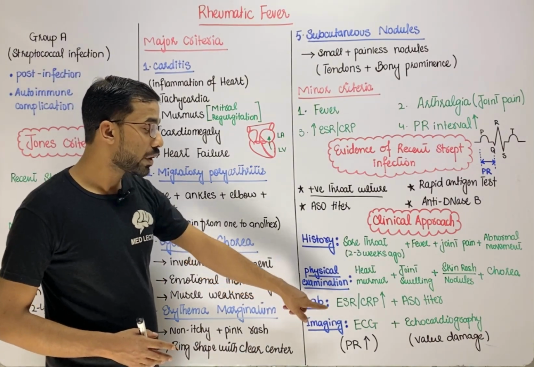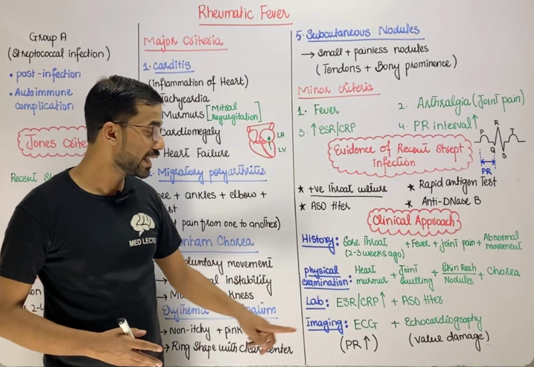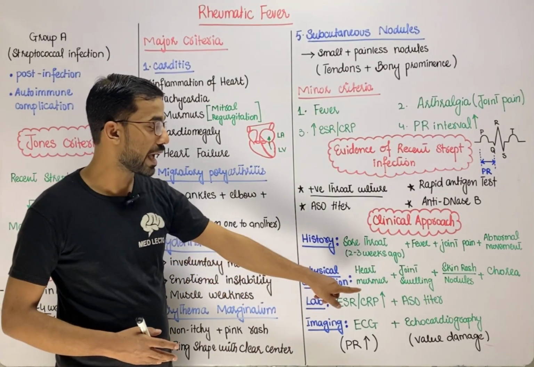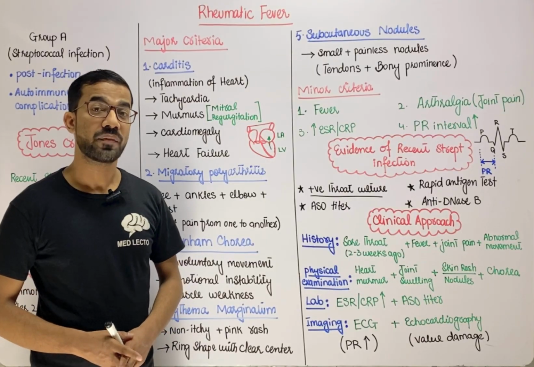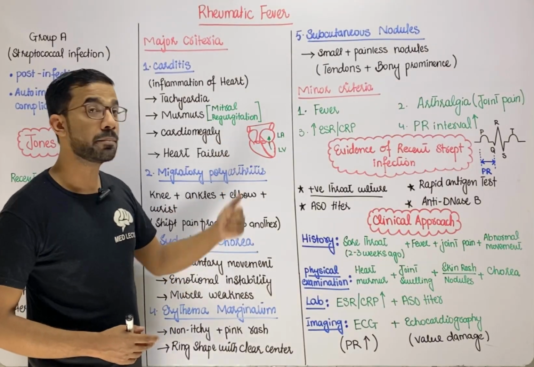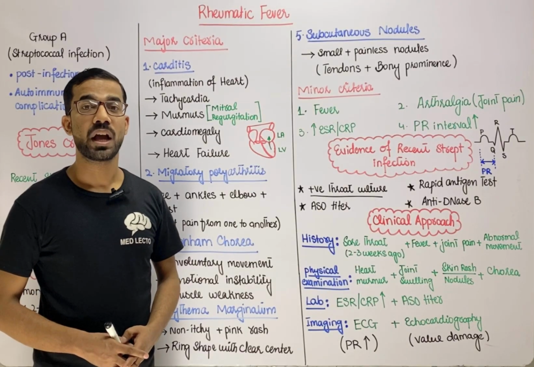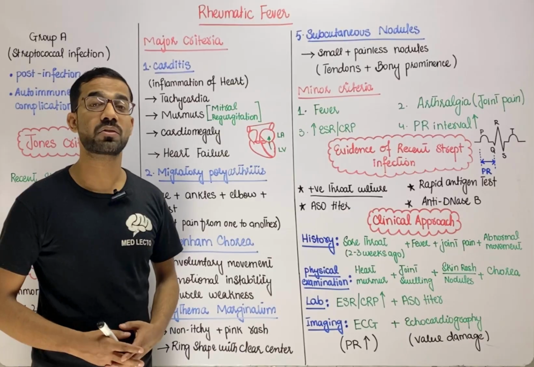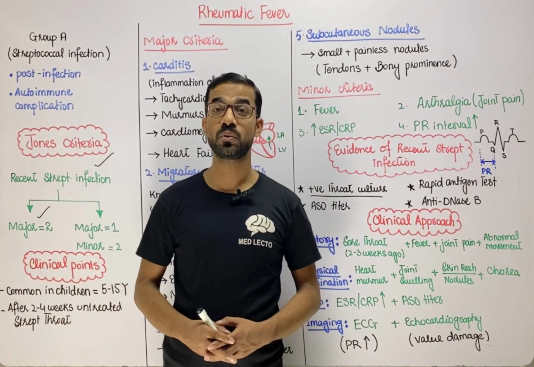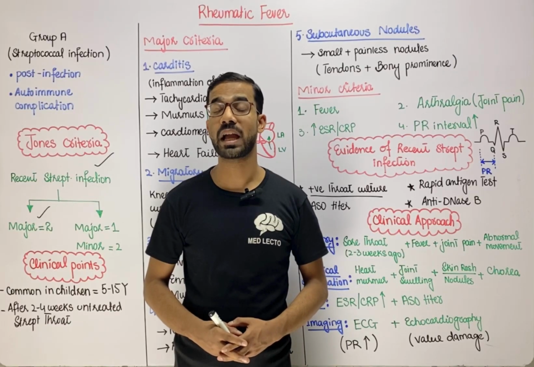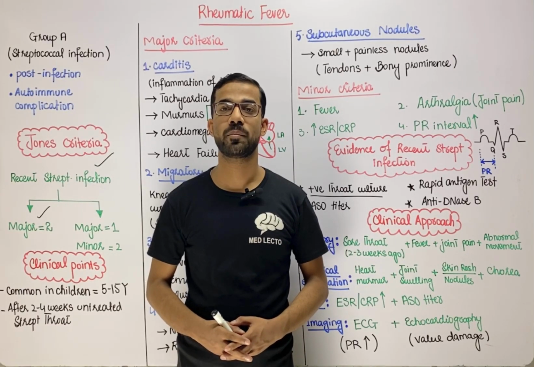And in the imaging, you can go towards the ECG. In the ECG, what will you see? PR prolongation. And in echocardiography, you will see the heart valve damage. So that's why you can see the mitral regurgitation due to the damage of the heart valve, specifically the mitral valve. So these are the things that we have to consider during the diagnosis of rheumatic fever. If you still have any question, you may ask in the comment section.